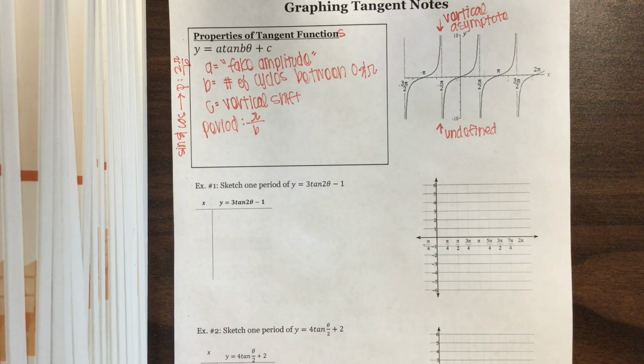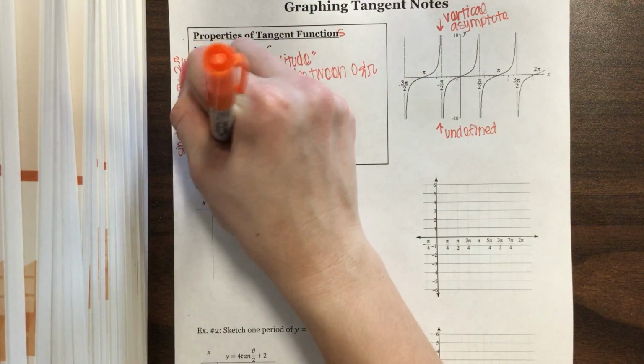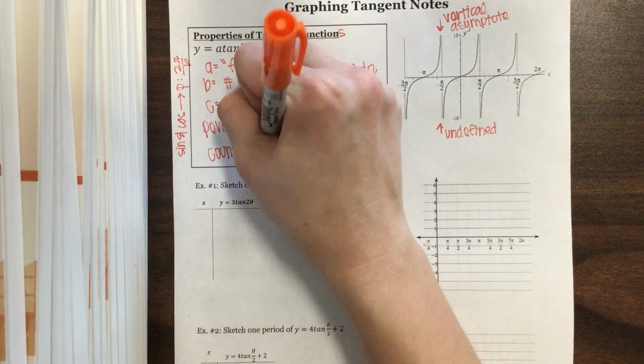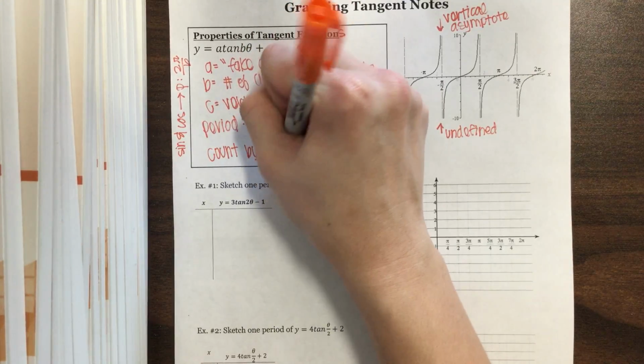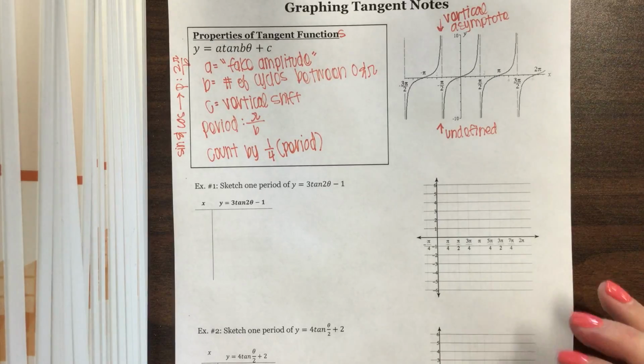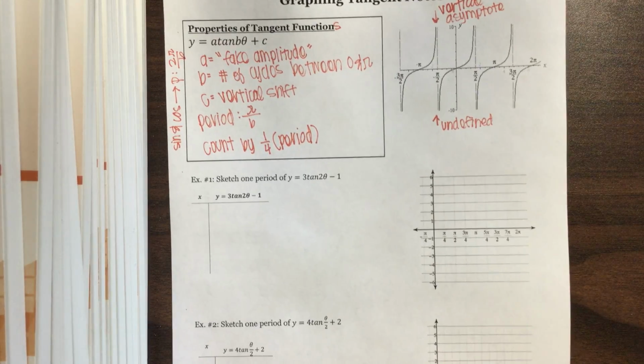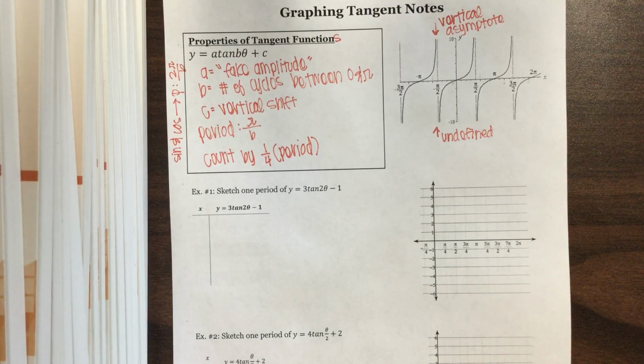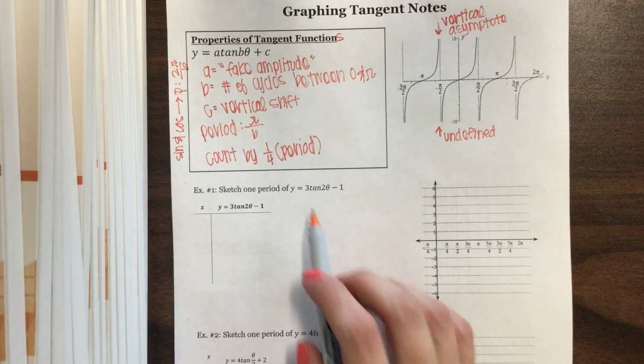Okay, and then you're going to count by 1/4 of the period, whatever that period may be. That will make more sense in a second when we actually graph this. Okay, so make sure you have all of that written down. And let's look at this example.